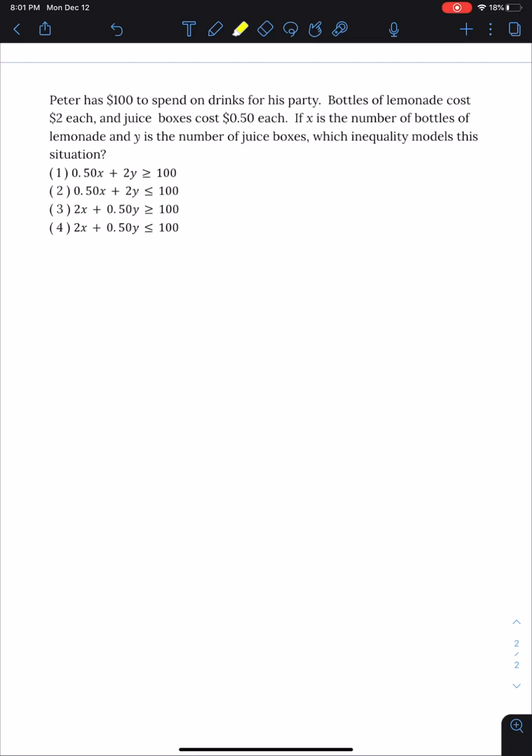Peter has $100 to spend on drinks for his party. Bottles of lemonade cost $2 each, and juice boxes cost 50 cents each. If X is the number of bottles of lemonade and Y is the number of juice boxes, which inequality models this situation? So this is problem number 3 from the exam.